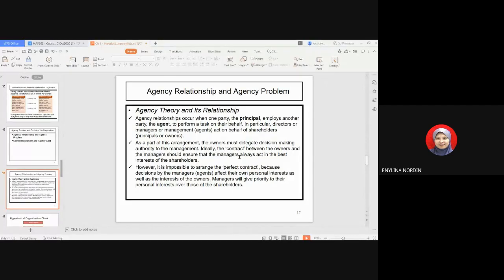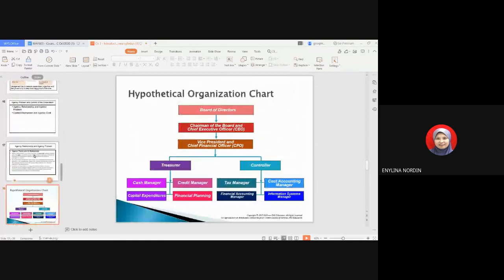They cannot make the decision for themselves only or for their self-interest. If they make the decisions for self-interest, this will create problems so-called agency problems, or in other words, it will create a conflict of interest between principal and the agent. So once we have agency relationships, this will create the conflict of interest between the managers and the shareholders, or between the management team and the shareholders, the owner of the company.